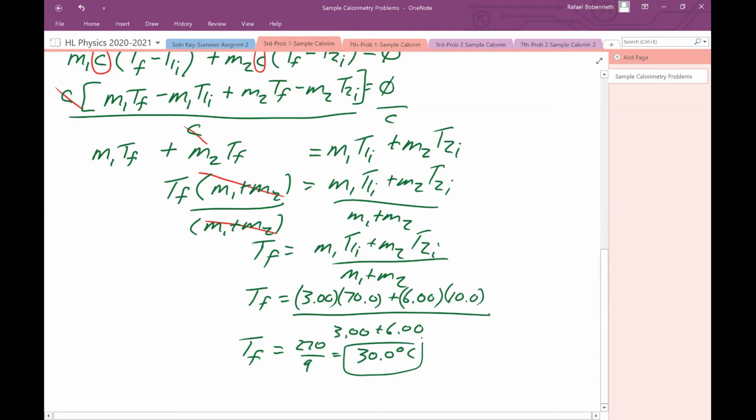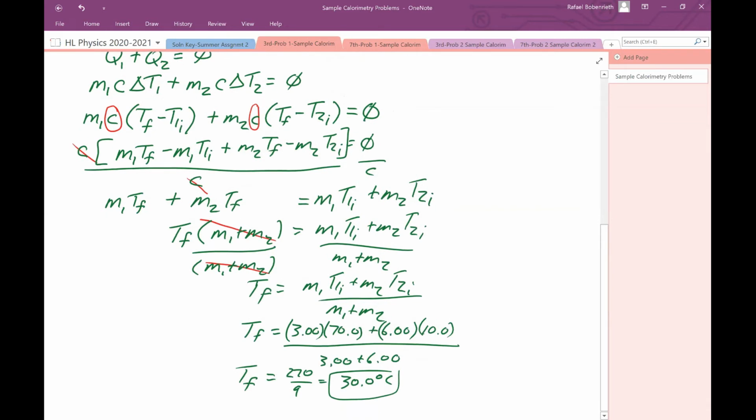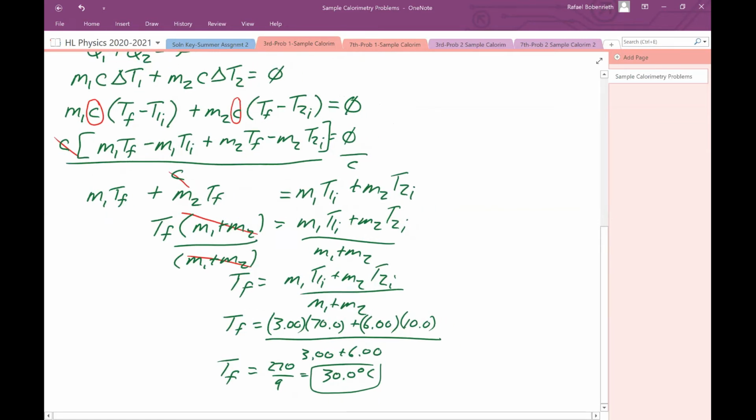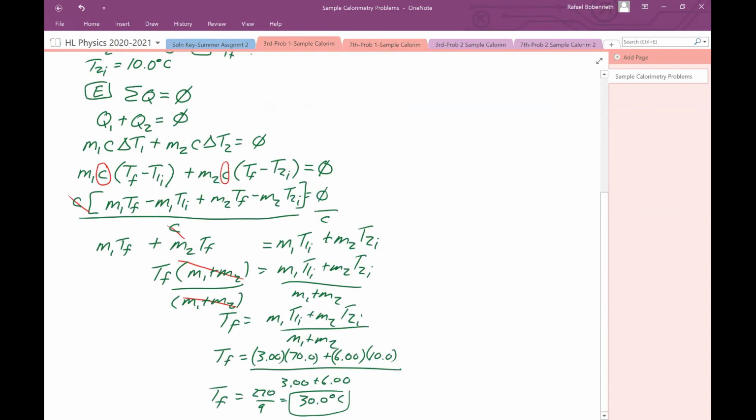It's always a good idea to go back and ask, does this make sense? I had one substance that started out at 10 degrees, the other started out at 70. So the fact that I got 30 is good, because the final temperature has to be between those two. If I got -3, then I know I did something wrong. And then I just want to give you a sense, some of you may be picking up on this already, but if you're not, that's all right. What I said was a weighted average.